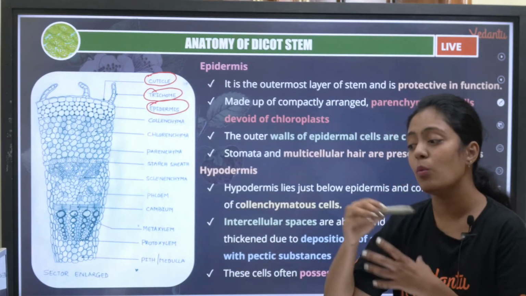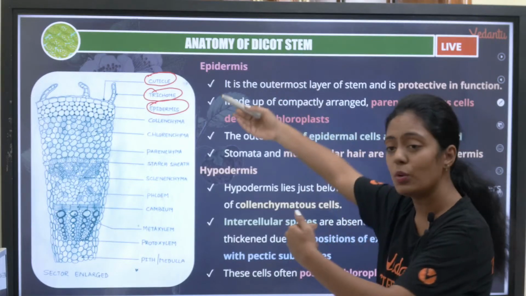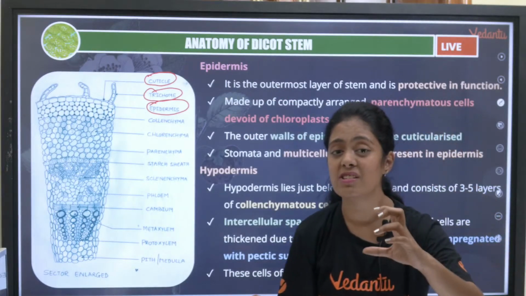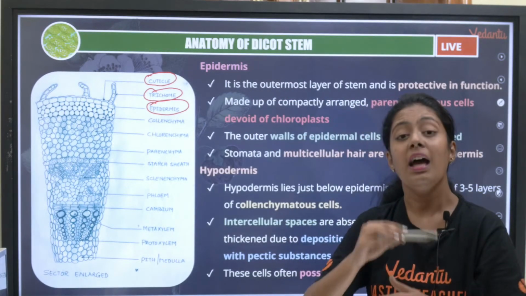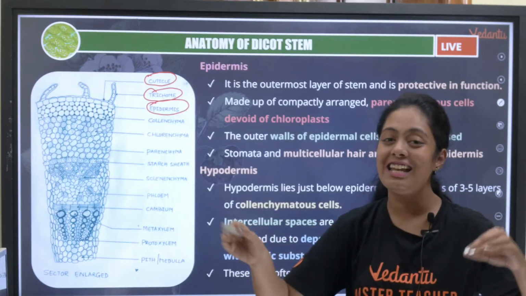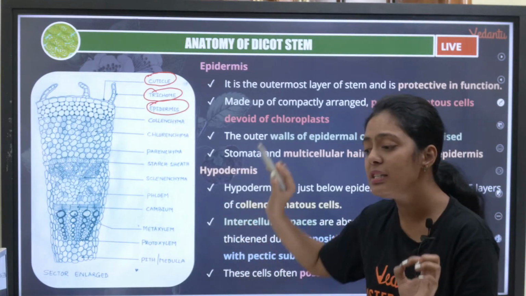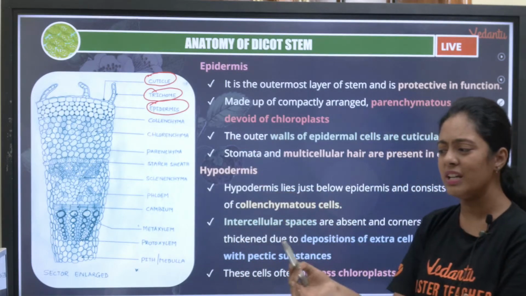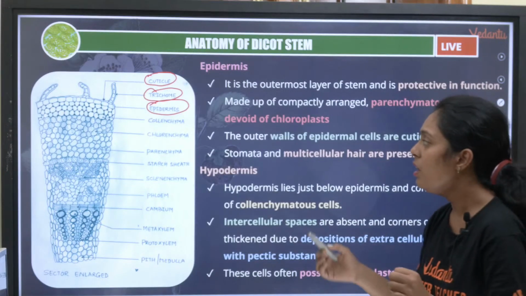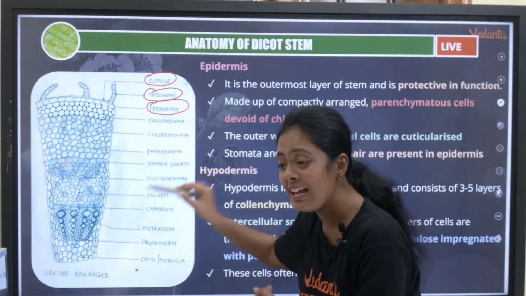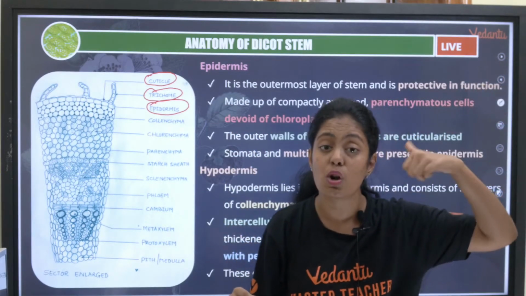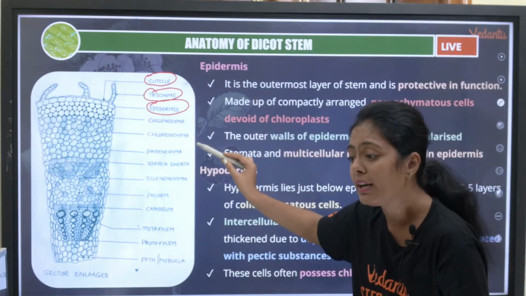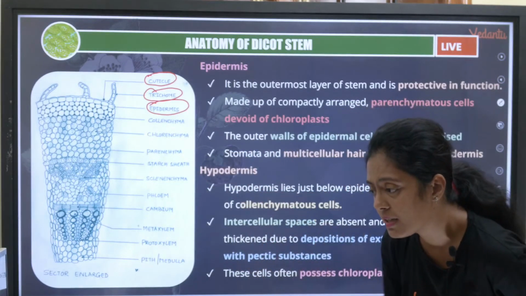Can anyone tell me what this trichome and cuticle are? Trichomes are the hair-like structures present on your stem, and cuticle is a waxy layer. What is the function of cuticle, children? We have already discussed it so many times, right? Below the epidermis, in root what do we call it? We call it cortex. Here what do we call it? Hypodermis.